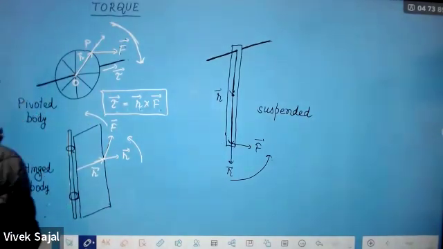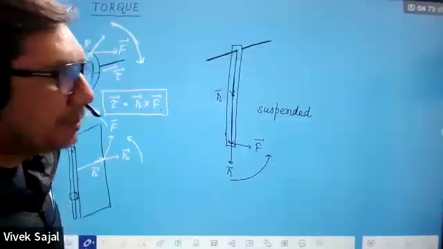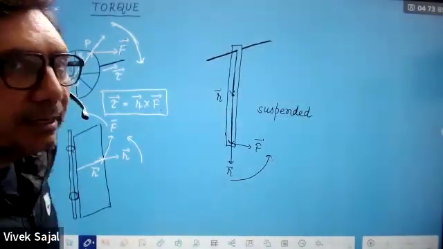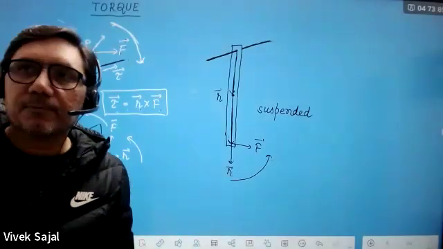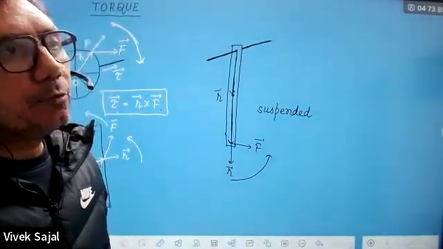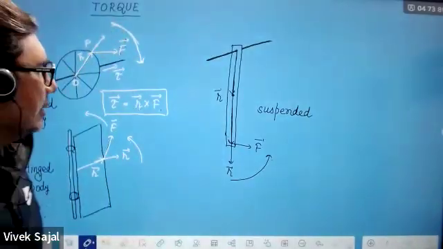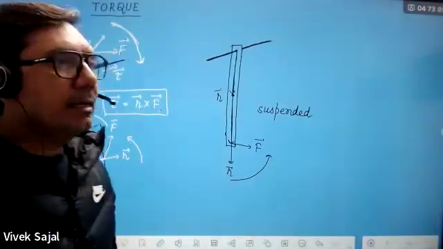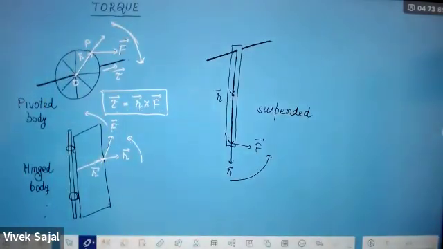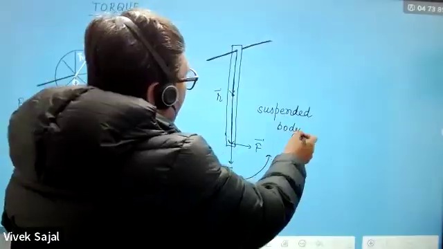If a pivoted, hinged, or suspended body is acted upon by a force, and it tends to rotate, then it is said that torque is acting on it.